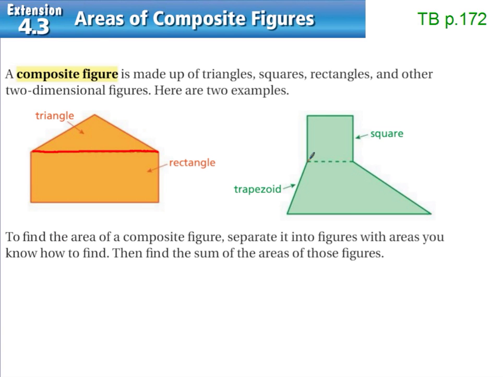In the second figure, you'll notice that we have a square and a trapezoid. Same thing. You find the area of each shape individually, add them together. There is not a formula for finding the area of a composite shape all at one time. You have to break it up into smaller pieces.